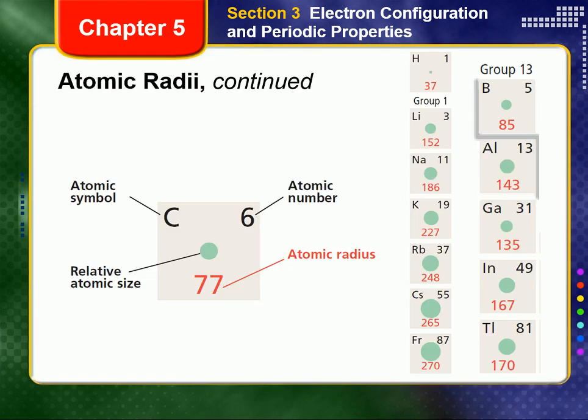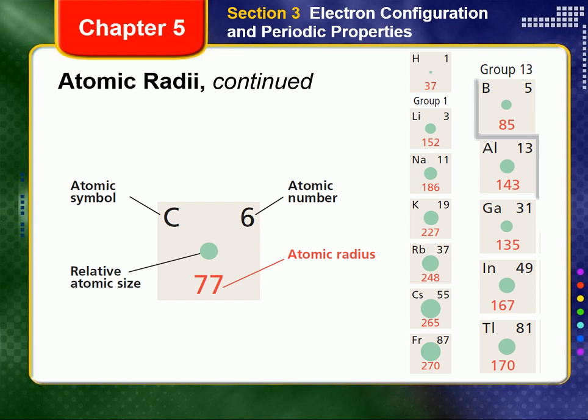Group trends. Examine the atomic radii of the group 1 elements using the graphic on the screen now from Figure 5-13 on page 141 of your text. Notice that the radii of the elements increase as you go down the group. As electrons occupy sublevels in successively higher main energy levels located farther from the nucleus, the sizes of the atoms increase. In general, the atomic radii of the main group elements increase down a group.